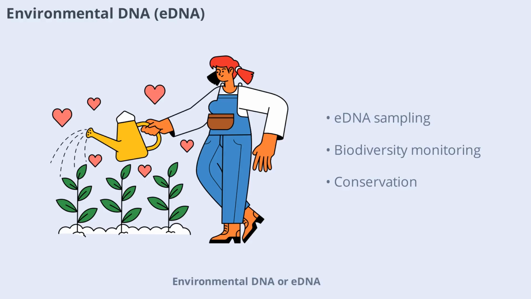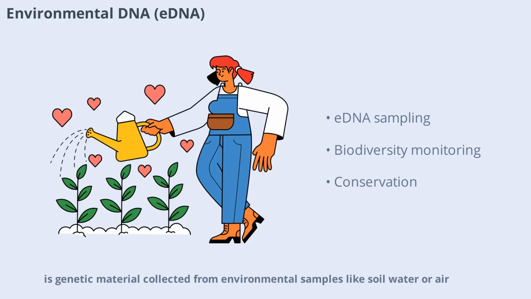Environmental DNA, or eDNA, is genetic material collected from environmental samples like soil, water, or air. By interpreting eDNA, scientists can monitor biodiversity, track invasive species, and study ecosystems without disturbing them. This non-invasive approach is transforming conservation biology.